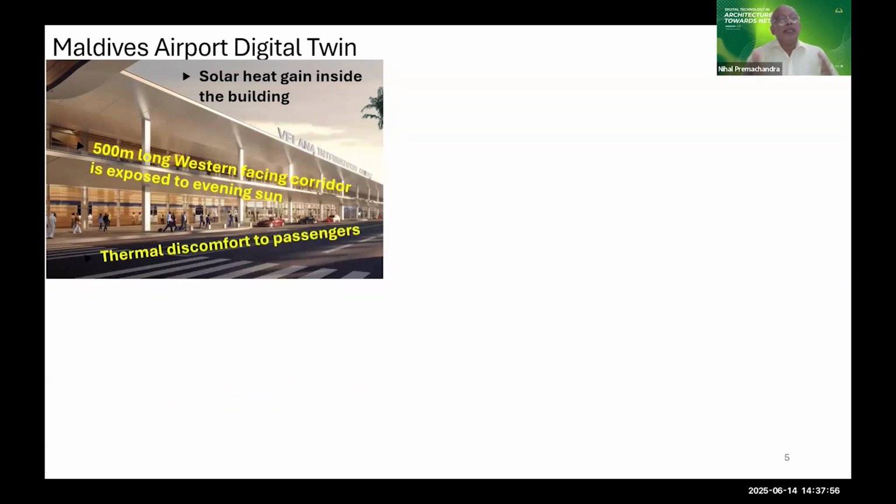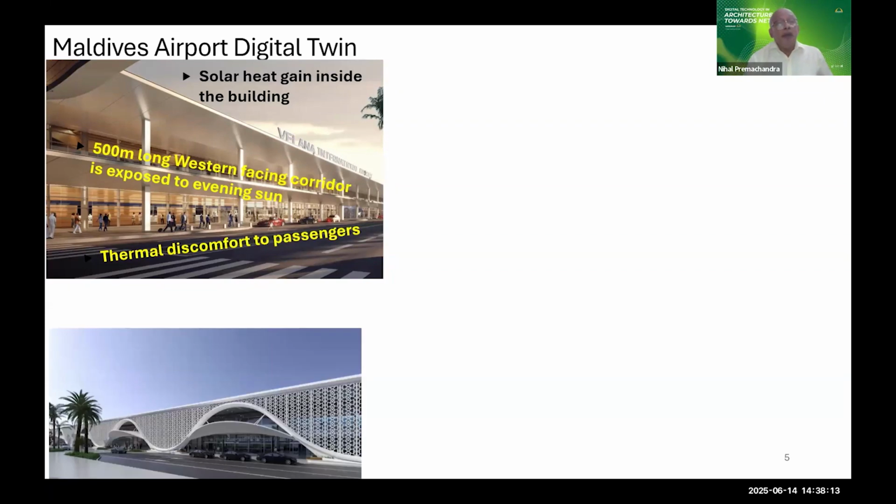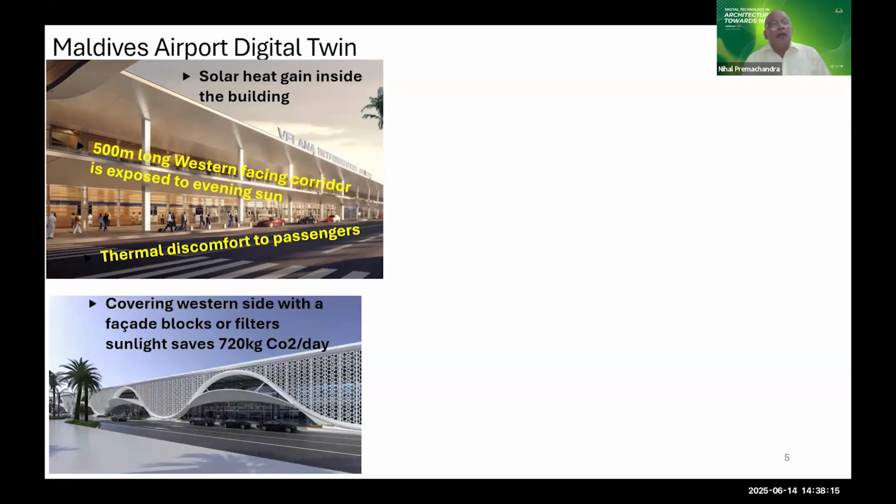Now, if it is that, the thermal discomfort is there for the passengers, because these passengers should walk from the departure hall to the arrival hall, and from the arrival hall to the seaplane terminal. It's 500 meters. It is really 500 meters, not about. And of course, when this facade was introduced, we were saving 720 kilograms of carbon emission per day.